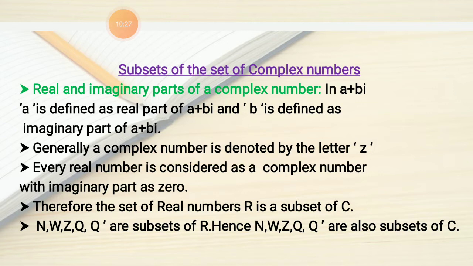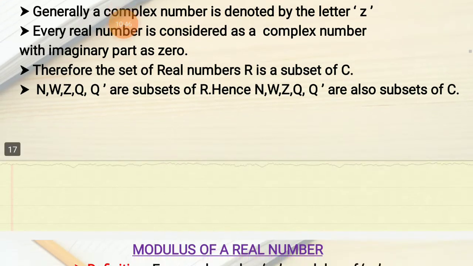N, W, Z, Q, Q dash are subsets of R, but R is a subset of C. Hence, N, W, Z, Q, Q dash are also subsets of C. So C is the superset of all the sets N, W, Z, Q, Q dash, R, the set of even integers, set of odd integers, the set of prime numbers, and so on.